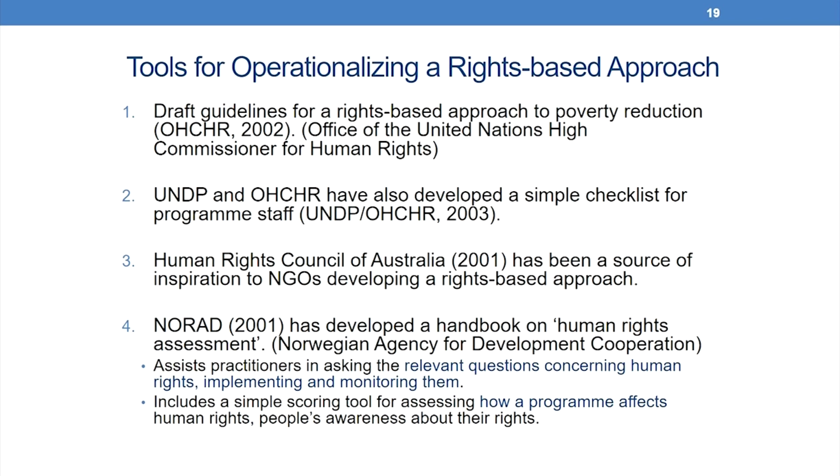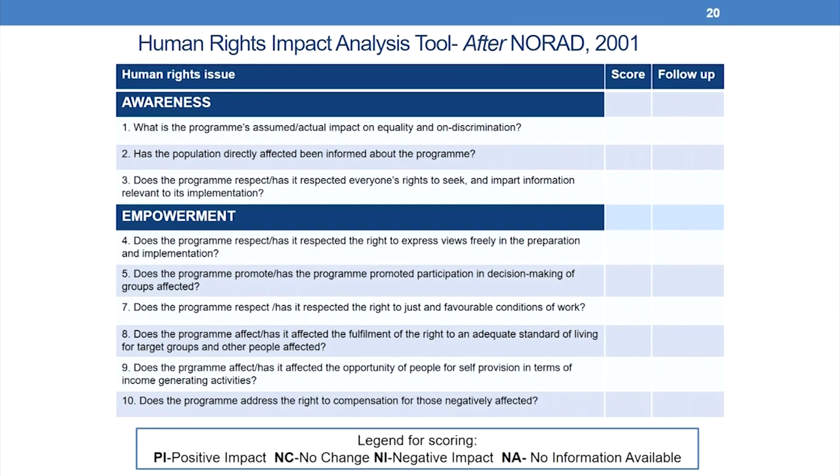NORAD, which is the Norwegian Agency for Development Cooperation, has developed a handbook on human rights assessment, which basically assists practitioners in asking the relevant questions concerning human rights, implementing and monitoring, and it includes a simple scoring tool for assessing how a program affects human rights, people's awareness and their rights. It looks something like this. The Human Rights Impact Analysis tool developed by NORAD 2001.